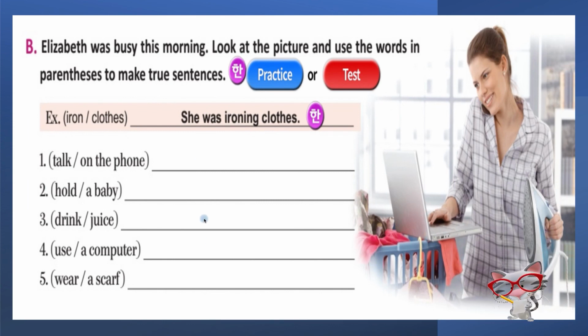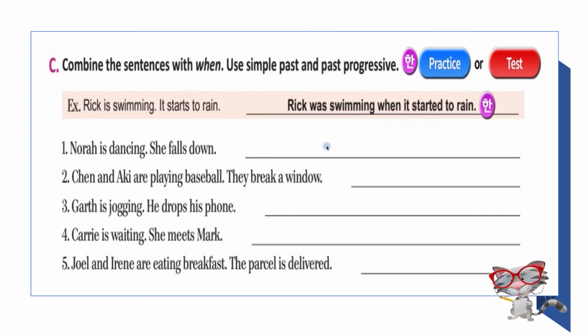Here, the B is more present progressive. She was talking on the phone. She was holding a baby, and so on. And here, this is combined, using when. Nora was dancing. So you have to change here. Is becomes was. So Nora was dancing when she fell down.